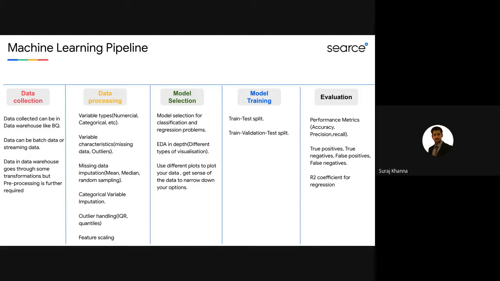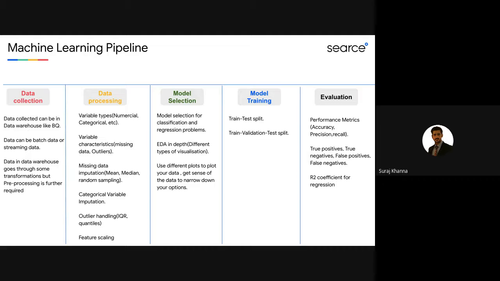So let's talk about some of the things here. Variable types, what does that mean? If a client has a data set, there are numerous variables that client can have in a data set, and those can be numerical values or categorical values. What do I mean by categorical values? It could be in categories, like there could be a variable which is showing gender of a particular client, male or female or anything. These categorical variables are not accepted by the machine learning model, so they have to be converted into numerical values.